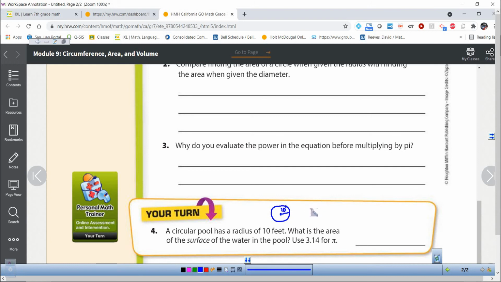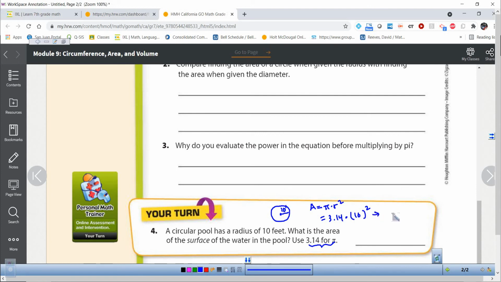feet. So first our formula, A is equal to pi times r squared. And it says to use 3.14 for pi, which we've been doing. So I'm going to go 3.14 times 10, and I need to do 10 squared. Now remember, squared means times itself.